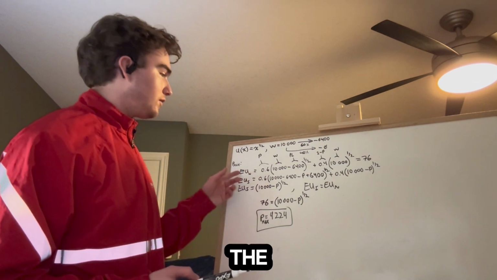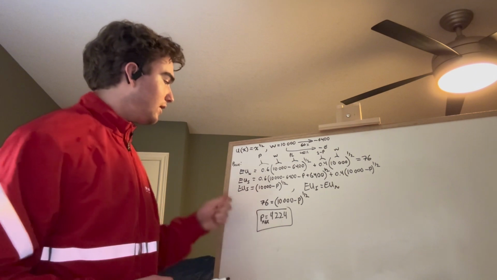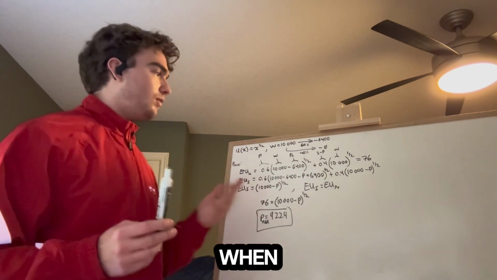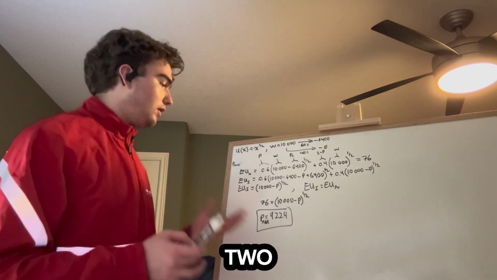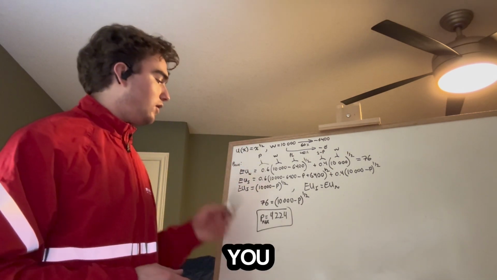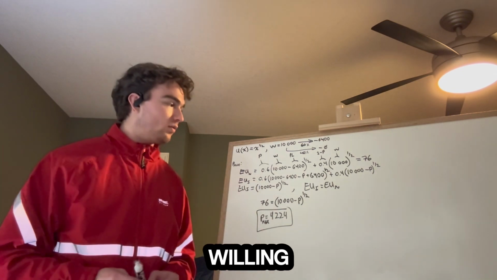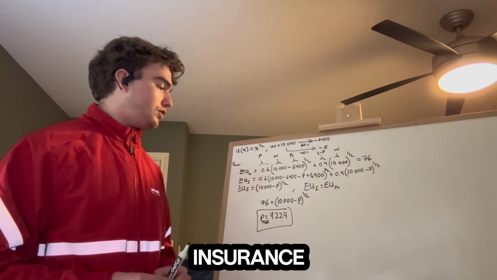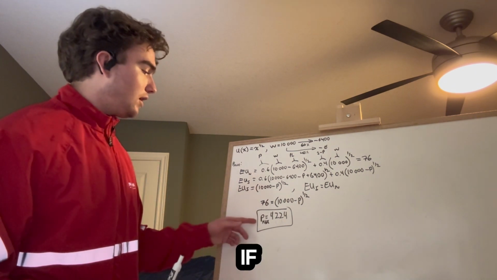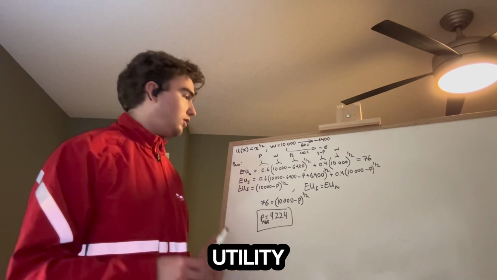You get the story right when you don't buy insurance. And then you get the story right when you buy insurance. And then you make the two equal each other. And then you isolate for P to find the maximum premium they're willing to spend on insurance. Because if they pay any more than that, then they're losing utility.